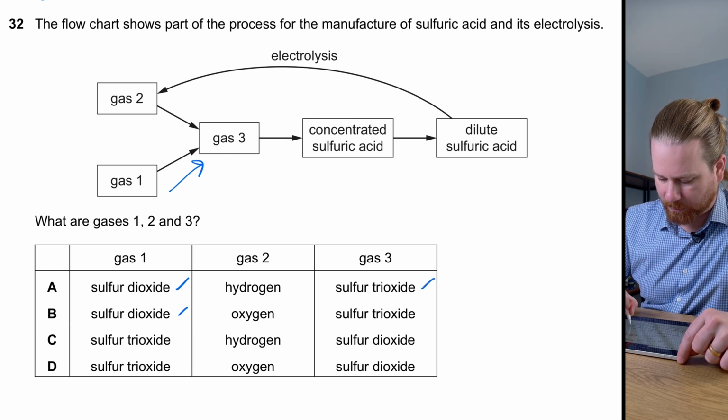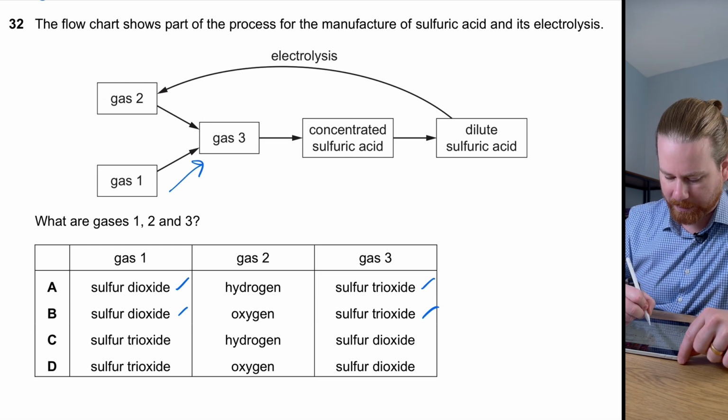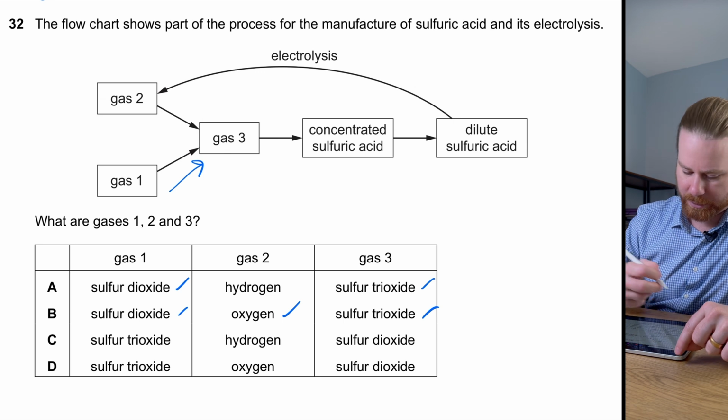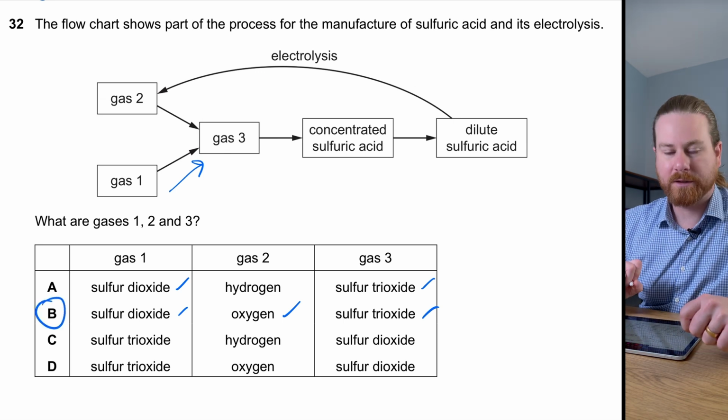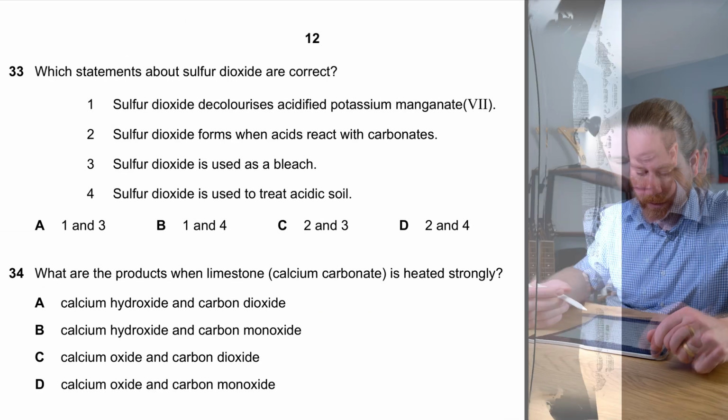And then, sulfur trioxide. And then we are left with gas 2. Well, we've already spoken about it. It is oxygen. So there we go, the answer has to be B. Okay, on to number 33.